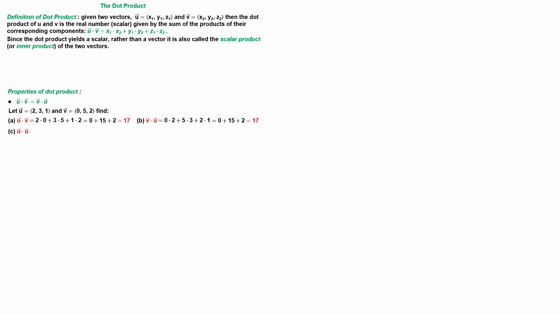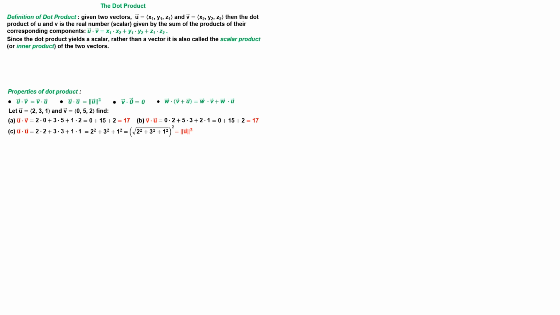Solving item C, we find the relationship between the magnitude of a vector and its dot product with itself. The dot product of a vector with itself is the magnitude squared of the vector. This is the second property of the dot product. Other properties can be proved by applying the definition of the dot product of two vectors.